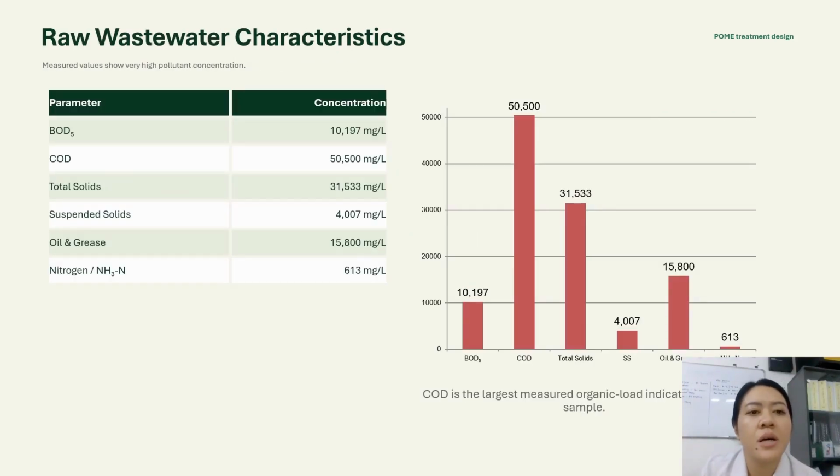The raw palm oil mill effluent sample shows very high pollution levels. COD is the highest organic load indicator, followed by total solids, oil and grease, BOD, suspended solids, and ammonia nitrogen. These values are important because they help us decide the suitable treatment process. For example, high oil and grease requires oil separation, while high BOD and COD require biological treatment.